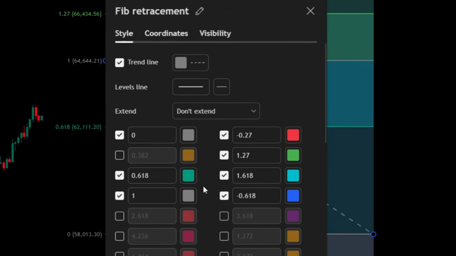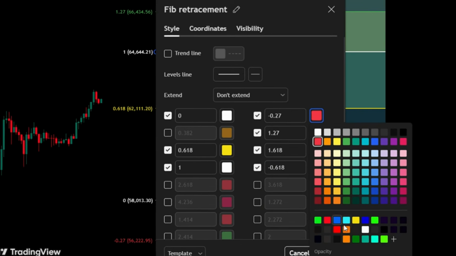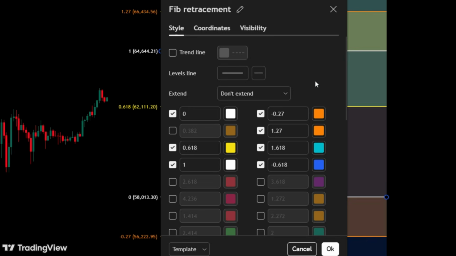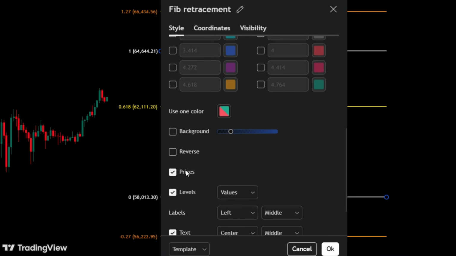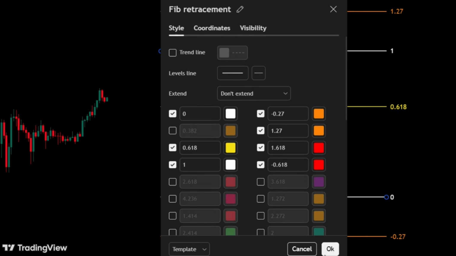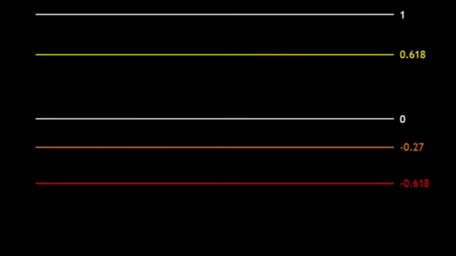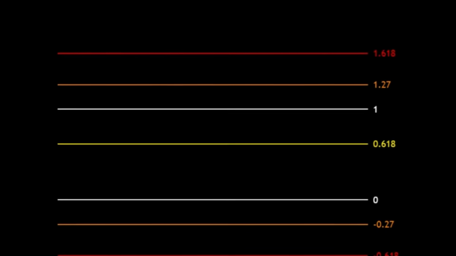The rest of the changes are completely optional, but you can follow my steps if you want it to look exactly like mine. And finally, this is the Fibonacci retracement we're going to use to create a pure price action setup.